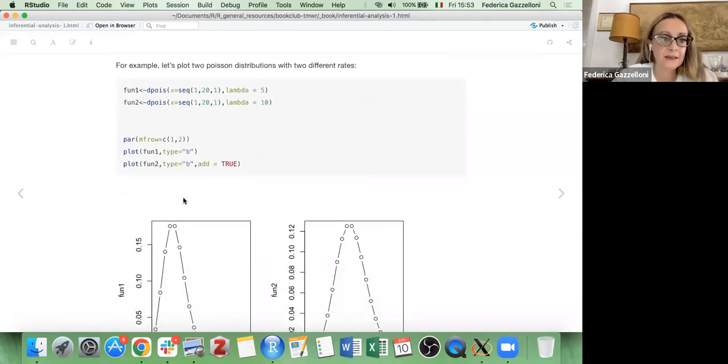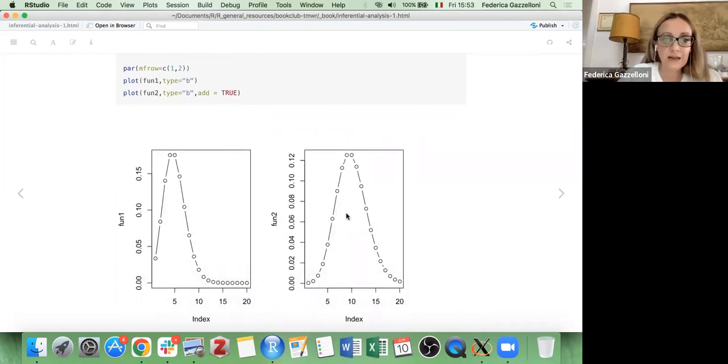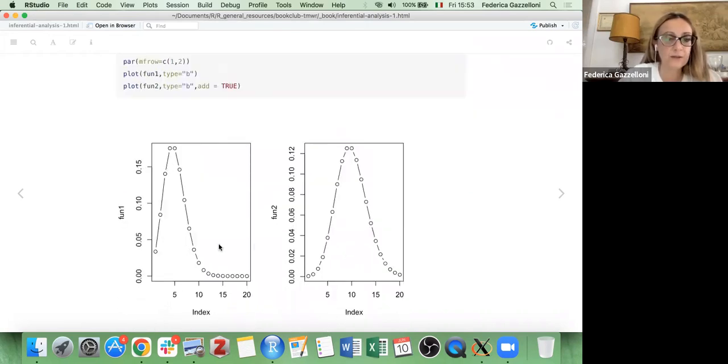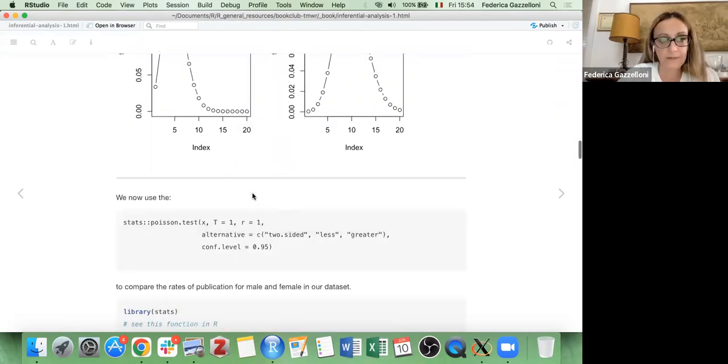And here there's an example. I can use a sequence, for example, and set a lambda, which is the rate of this happening, the frequency of this happening. If I change lambda from five to 10, the distribution changes. So I need to find the best one for my data, and so the lambda as well.